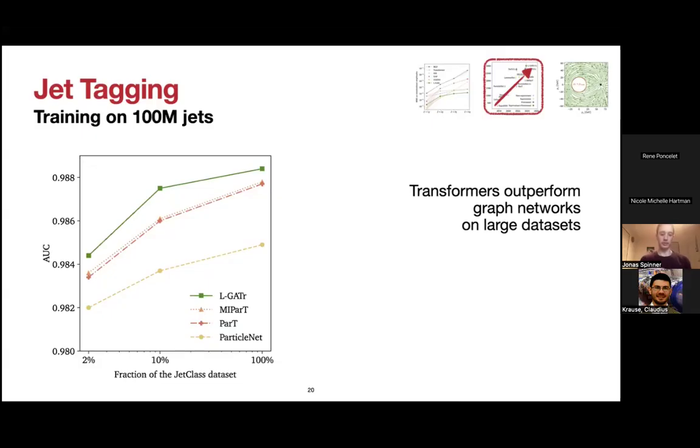So as you see, ParticleNet, the graph model, is significantly worse than Parti and MIParT, the transformer models, even though on the top tagging data set they had the same performance. So it looks a bit like transformers, if you give them a lot of data, can handle the data more efficiently, or scale better to a lot of data than graph models. And if you now put the Lorentz equivariance on top and look at our L-GATr model, then we see that it performs even better than the non-equivariant transformer models. So that's really nice.